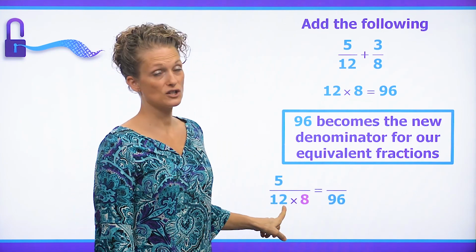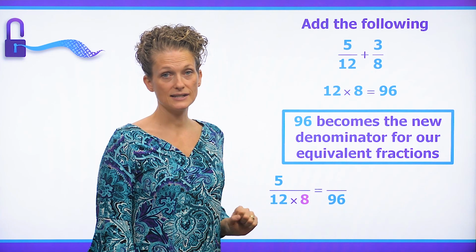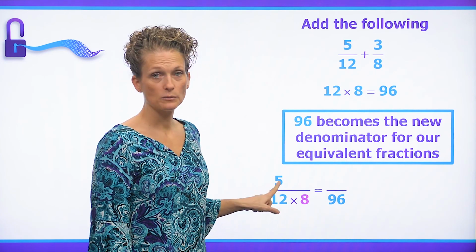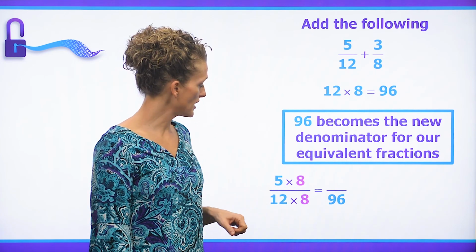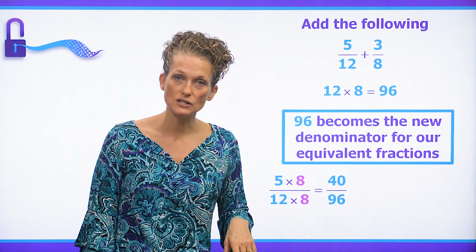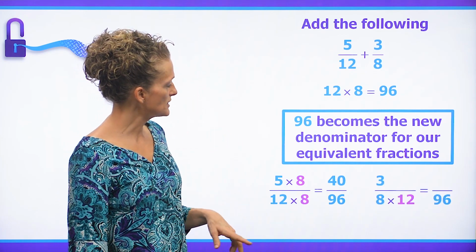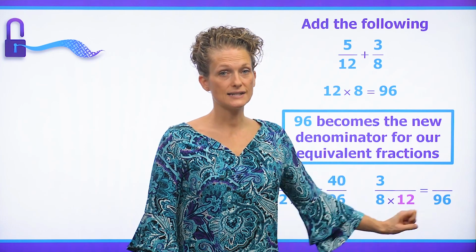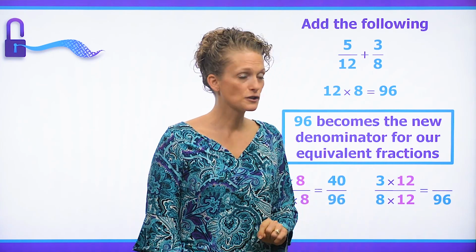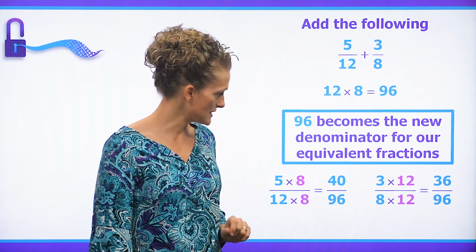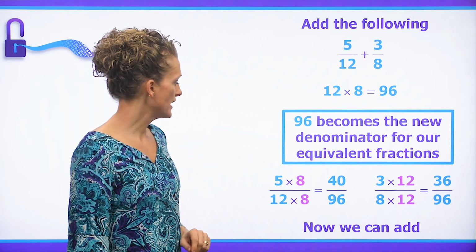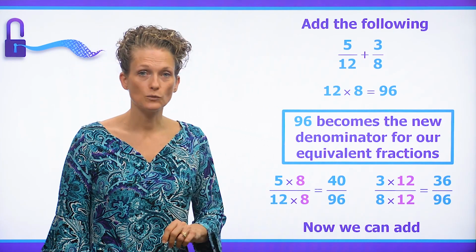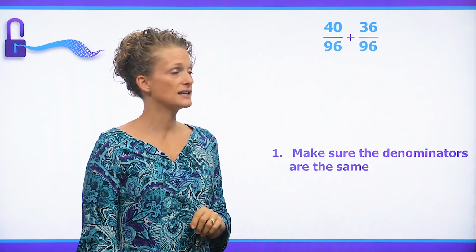We know that we took 12 and multiplied it by 8 to get 96. So whatever we do to the bottom, we have to do to the top. So we're going to have to multiply 5 times 8, which gives us 40. Now we're going to do the same thing to 3/8. We had to multiply 8 by 12 to get 96, so we have to multiply 3 by 12 to get 36 over 96. So now we have our two fractions and we can add: 40 over 96 plus 36 over 96.